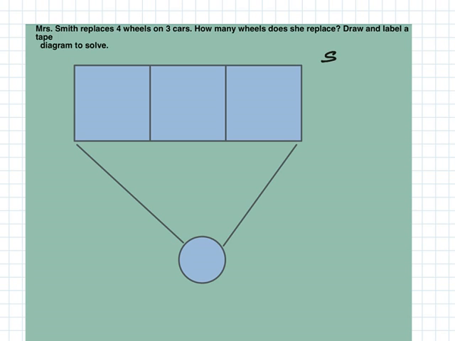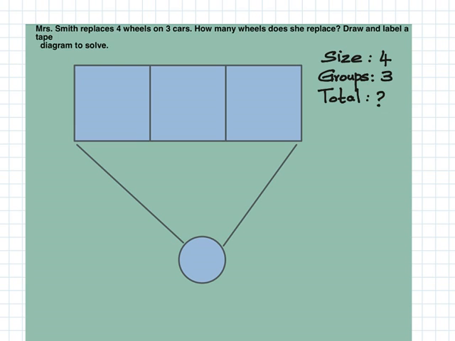So the size is 4 and the cars are the number of groups. So the number of groups is 3. Once we know the size and the groups, what we have to find is how many wheels she replaces. So we have to find the total number of wheels that she replaced. That is something that we don't know.